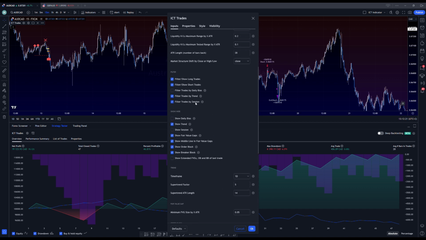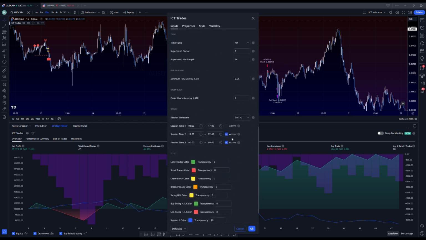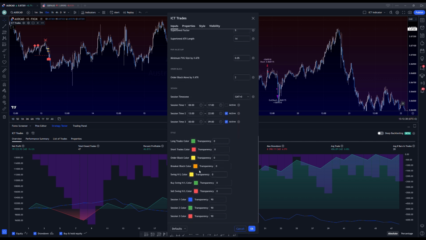When you filter trades by session, you can choose which sessions are active, and you can change the dates to have London session or New York session or Asia session, and you can set your session time zone. Also, you can change the styles.